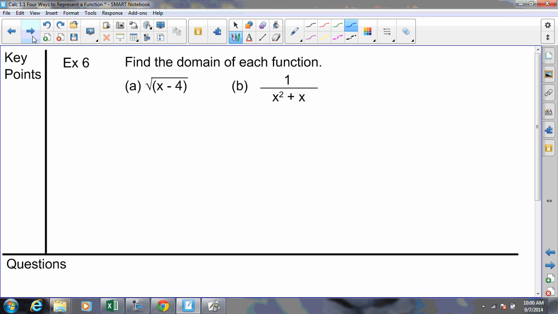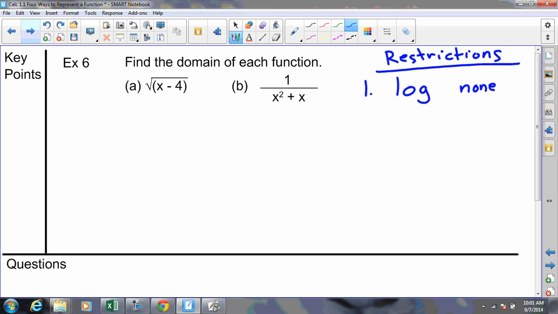Example 6, we're going back to domain. Typically, domain is easier to figure out based on the restrictions. Remember, if you are trying to determine the domain, getting a list of everything that works is actually pretty difficult. It's easier to find things that don't work. And when you're working with reals, there are three things that you have to be careful about. Taking a logarithm of a non-positive. If you take a logarithm of a non-positive, so you cannot take logarithms of negative numbers, you cannot take logarithms of zero. If you do, or if you're forced to, that's a problem. That will create a restriction on the domain.